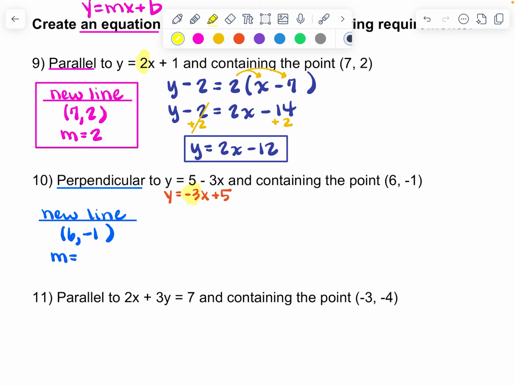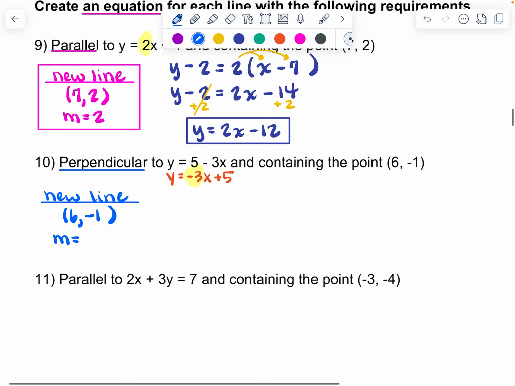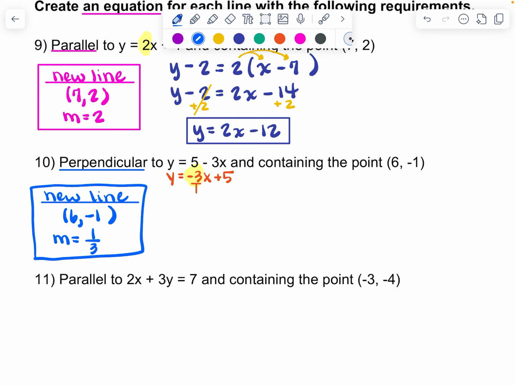But we don't want our slope to be -3 because it wants us to do a perpendicular line. So we need the opposite reciprocal of -3. Remember, that's -3 over 1. Anytime your slope's a whole number, that means it's over 1. So when we take the opposite reciprocal, that's going to become positive 1/3. Right, and that's the info that you need.